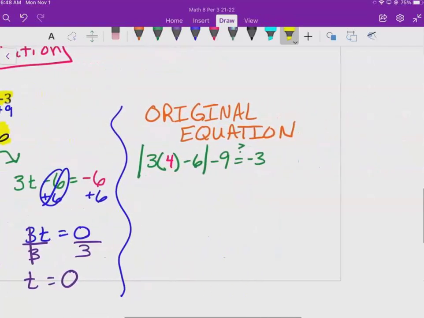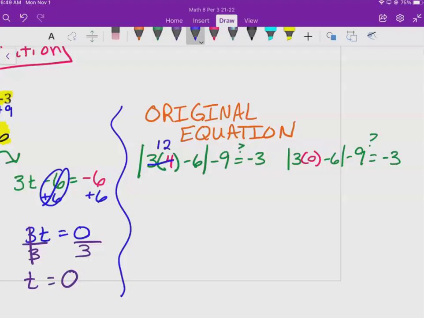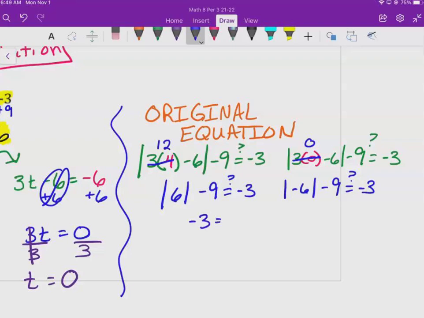Okay, so we go back here again, we plug it in again. This time we get 0 minus 6. You guys were sitting there thinking I'd gone crazy. Equals negative 3. Okay, this is 3 times 4 is 12. 12 minus 6 is 6. Can't do more than 2 steps. 3 times 0 is 0. Negative 6. Okay, absolute value of 6 is 6. 6 minus 9 is negative 3.